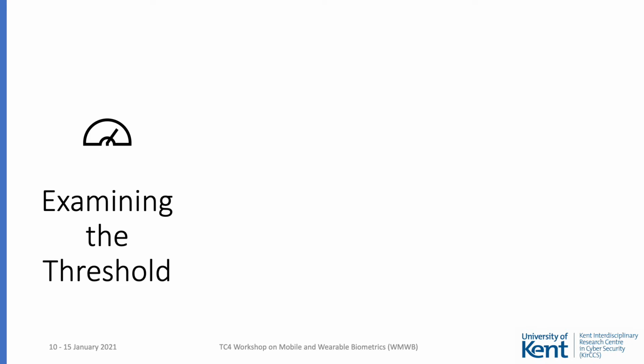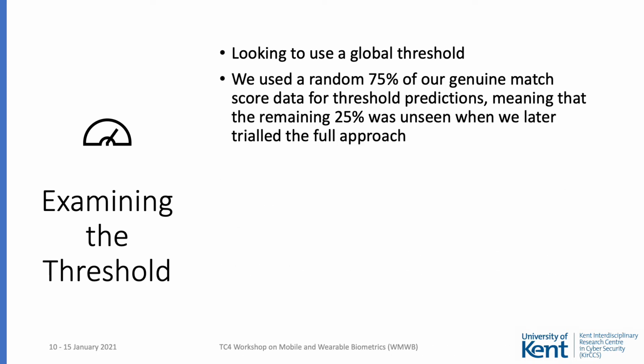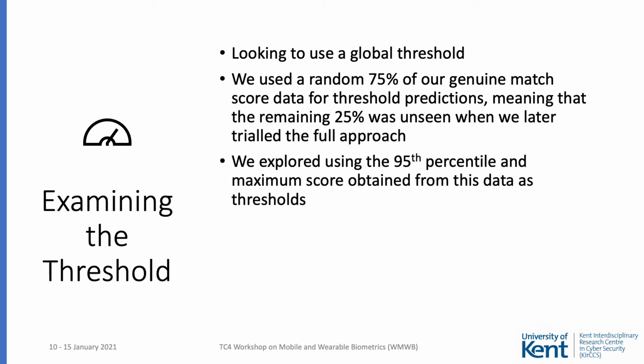We needed to decide what thresholds to use for the individual scenarios we wanted to explore. For our initial proof of concept, we wanted to explore using a global threshold for each scenario. An alternative approach would be to create unique decision thresholds that represent the scenario data for a particular user. Similar to how we created our scenario classifiers, we used a random 75% of our genuine match score data for threshold predictions, meaning that the remaining 25% was unseen when we later trialed the full approach. We explored using the 95th percentile and maximum score obtained from this data as thresholds.